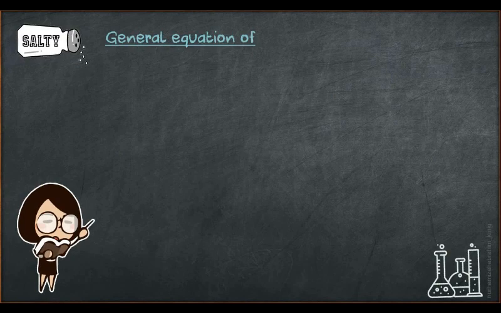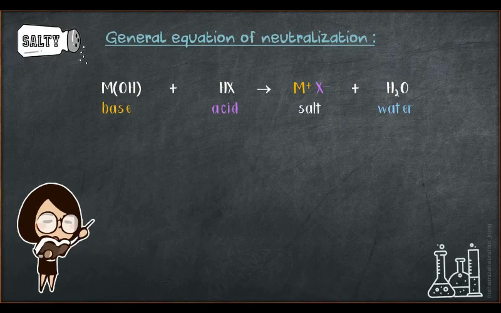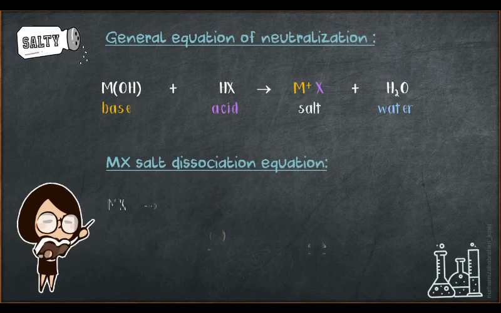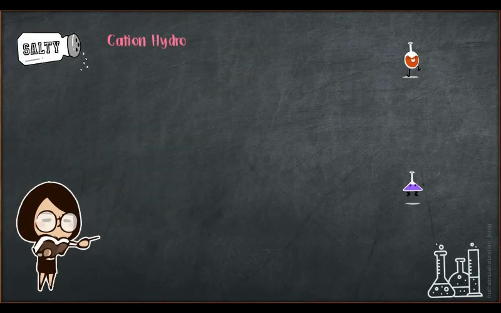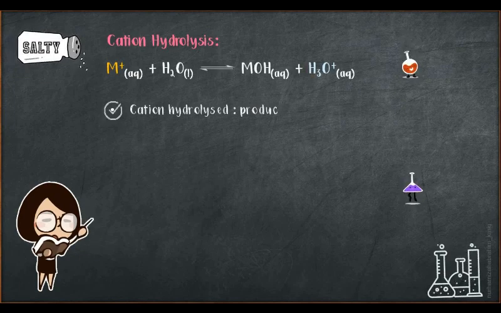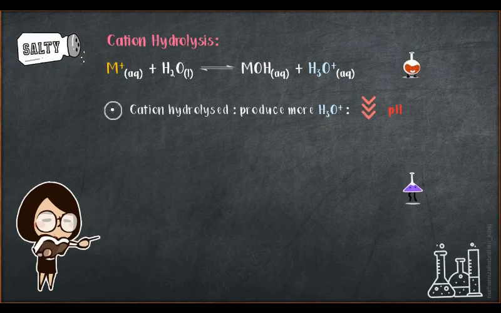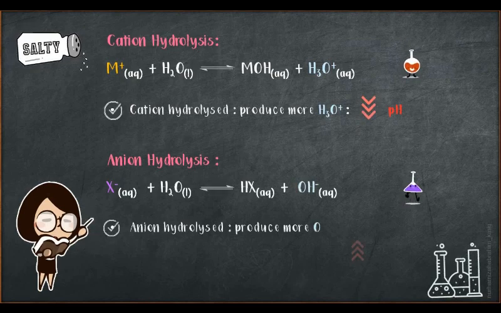Let's take a look at the general equation for neutralization reaction, where when a base reacts with an acid, they will produce salt and water. Then this salt, MX, will dissociate in water to produce cation, M+, and anion, X-. If the cation is hydrolyzed with water, it will produce more hydronium ions, H3O+, which leads to the pH value decreasing. While if the anion is hydrolyzed with water, it will produce more hydroxide ions, OH-, which then increases the value of pH.